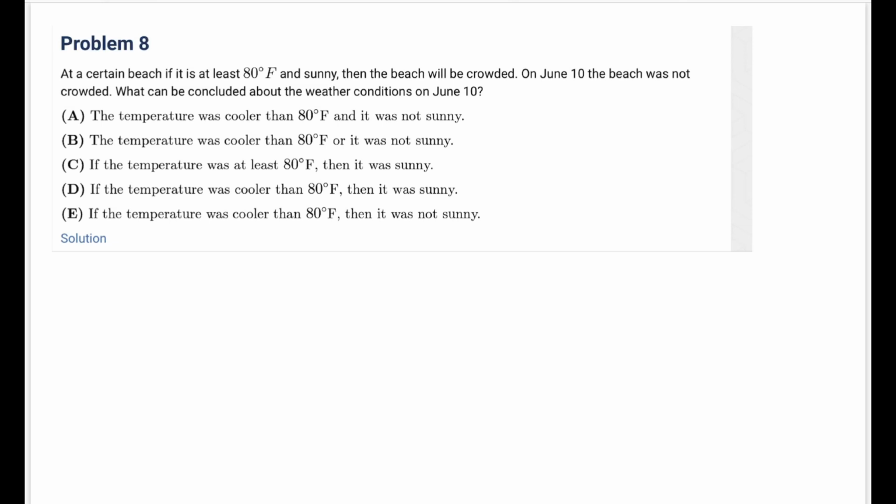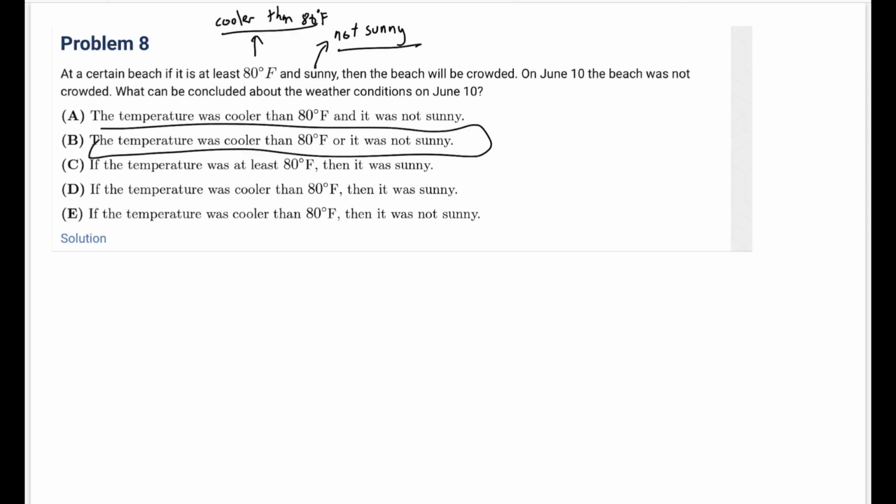it could either have been not sunny, or cooler than 80 degrees Fahrenheit, right? And so it's this or this. So the answer is B.